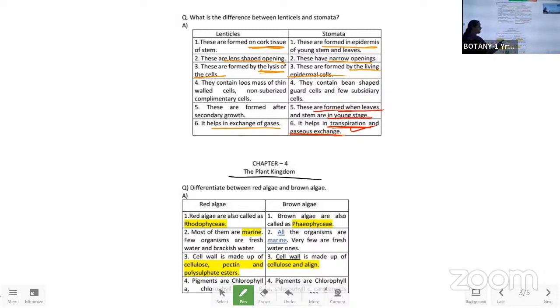Everyone needs to say the scientific name of the class for the algal members. Red algae are also called the Rhodophyceae. Learn the spelling properly: RHODO, Rhodophyceae, PHYCEAE. This is the common ending for the class name of the algal members.